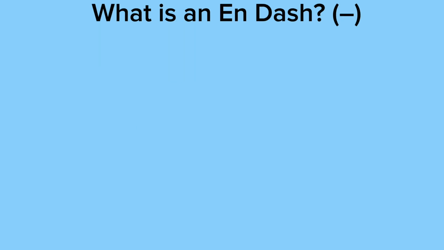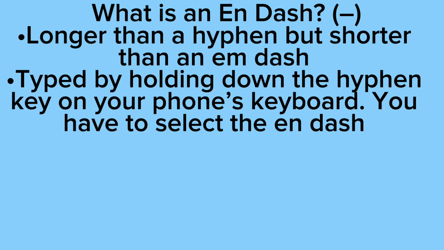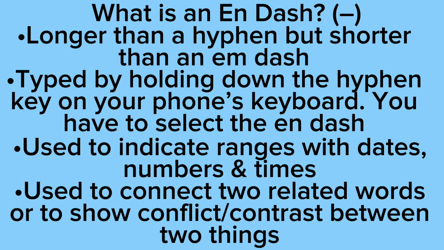Next, we have en dashes. So what is an en dash? En dashes are longer than hyphens but shorter than em dashes. En dashes are typed by holding down the hyphen key on your phone's keyboard. You have to select the en dash. En dashes are used to indicate ranges with dates, numbers, and times. En dashes are used to connect two related words or to show conflict or contrast between two things.